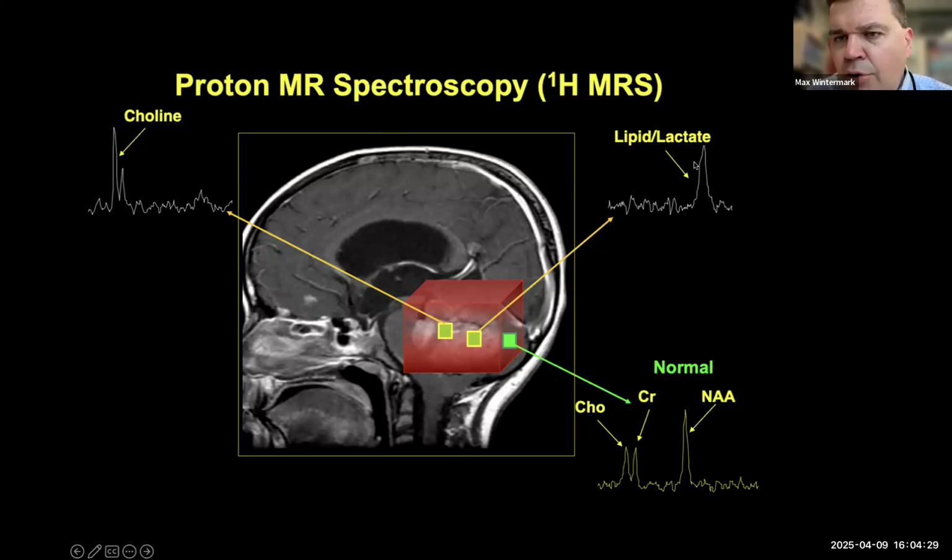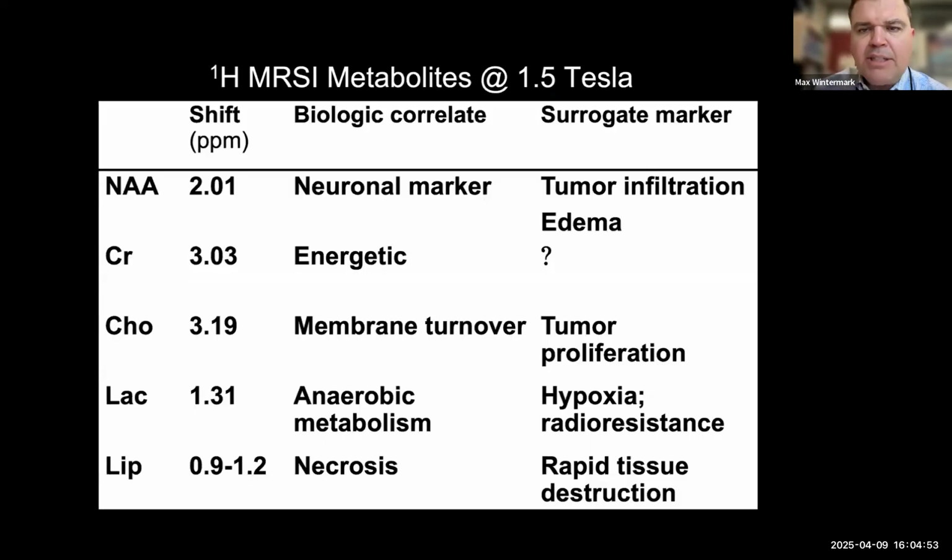And finally, as I told you, you can also look at other metabolites like the lipids and the lactate. Those are the ones that, in groups of patients, have been associated with the grade of the tumor, with the amount of lipid and lactate increasing with the grade. Again, working well in research when you compare groups of patients, not necessarily working as well when you look at individual patients.